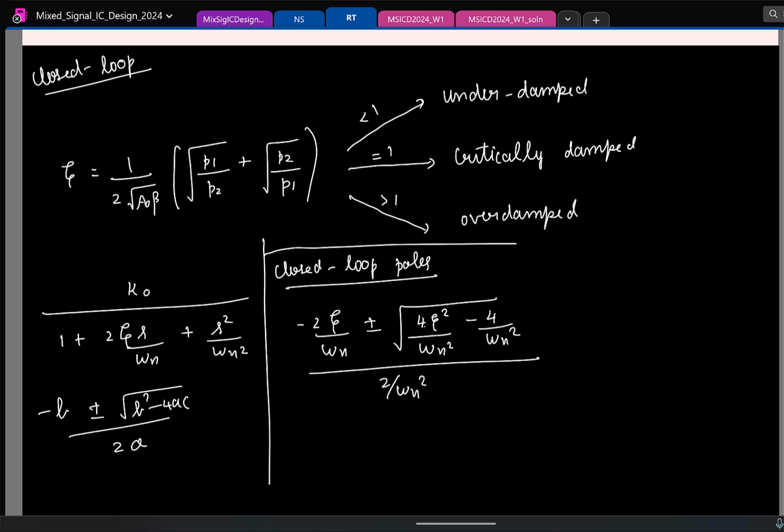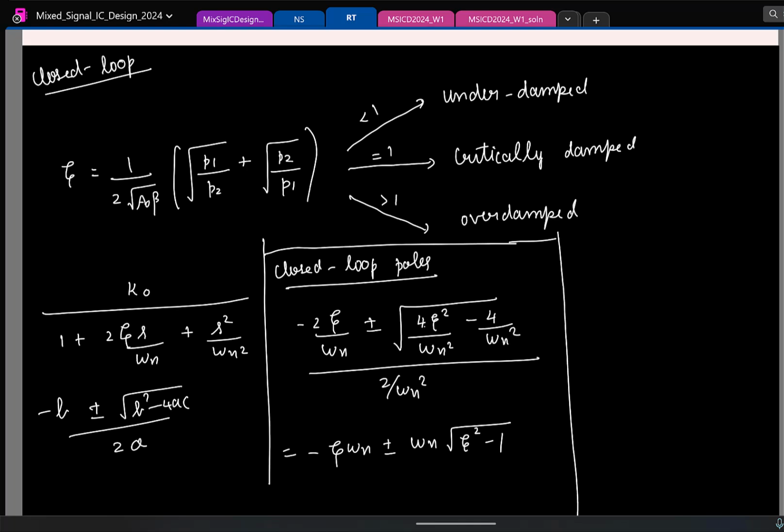Okay, so let's quickly do this. If I do this, I get minus zeta omega n plus or minus omega n times the square root of zeta square minus 1. So now if I look at the discriminant here, I have this square root of zeta square minus 1. So now we can clearly see, this could be real or imaginary. So that's why we do this.